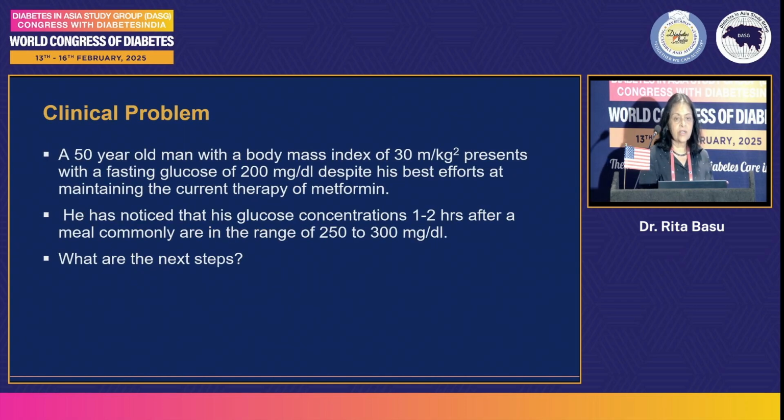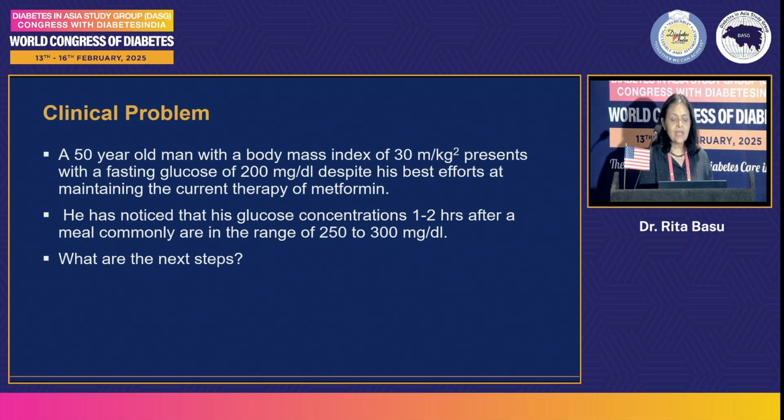So I'll give you a clinical problem. This is what most of us see in our practices. A 50-year-old man comes in, his BMI is 30, so he's overweight, of course. His fasting glucose is 200 milligrams per deciliter, despite his best efforts in maintaining the current therapy of metformin. So he's on metformin, which is what we like to put our patients on.